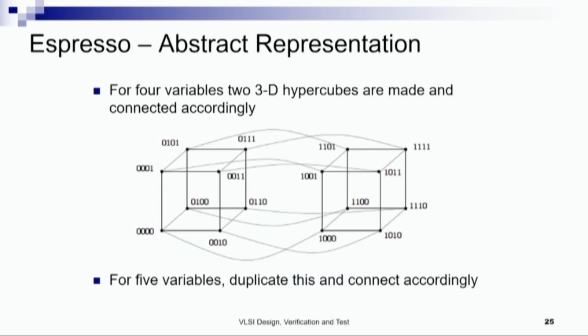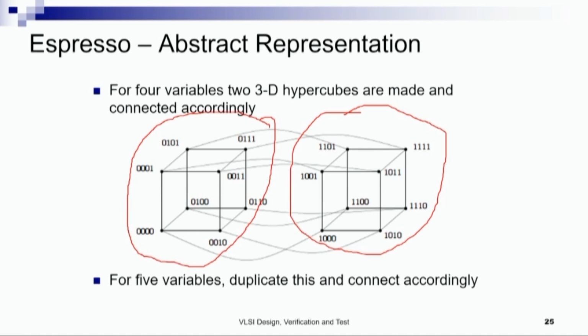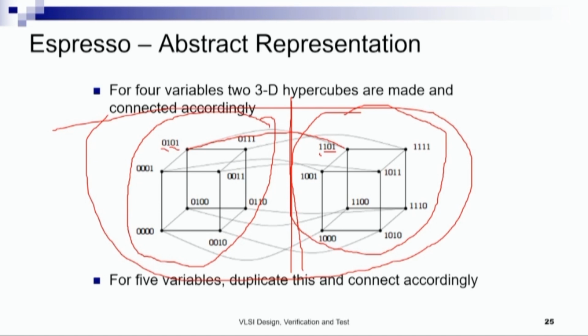Now, from the 3 variable representation, how do we represent 4 variables? For 4 variables, we first obtain 3 variable hypercubes. These are 2 same 3 variable hypercubes, and then we make connections accordingly. For example, this is a connection. Between this and this, we see that only the MSB changes, right? In all other respects, this 3 variable hypercube and this 3 variable hypercube are the same. For 5 variables, we duplicate this whole structure together. We duplicate this and again make connections accordingly.